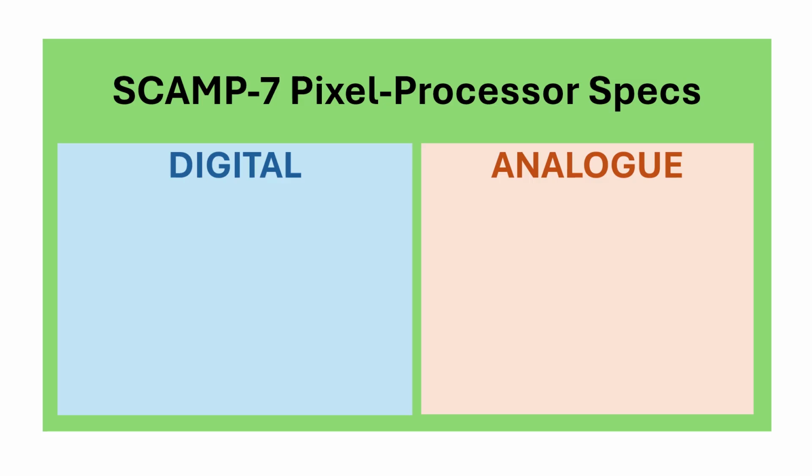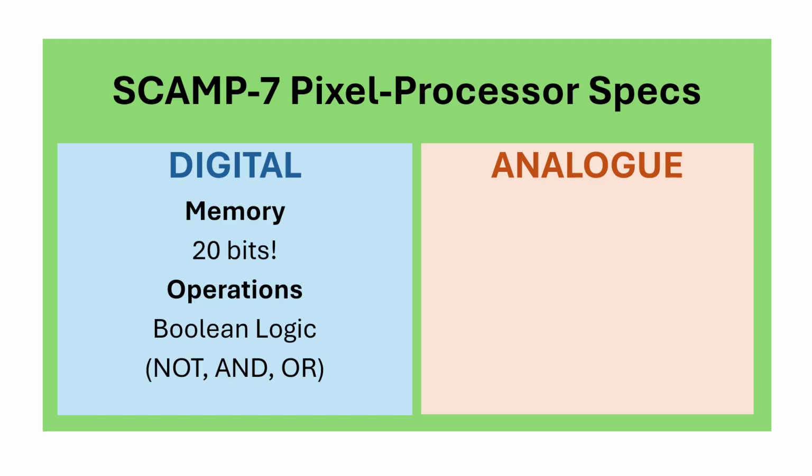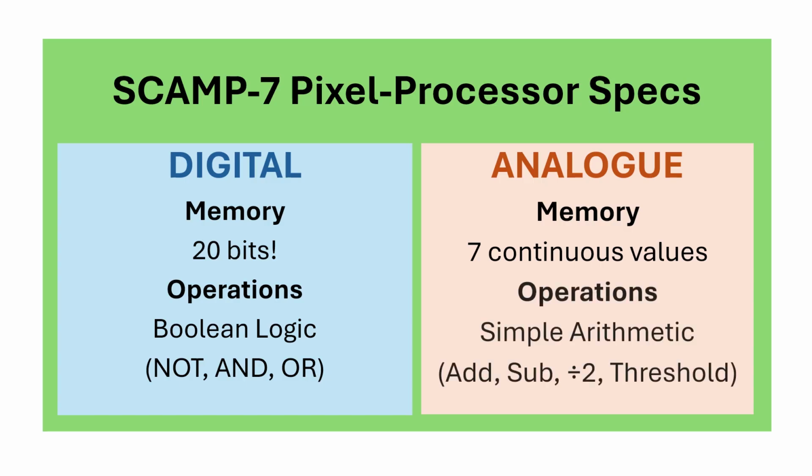As you might expect, the resources available to each individual pixel processor are very limited. So in SCAMP-7, the pixel processors have analog and digital memory and can perform operations on both of these. So in terms of digital memory, there is 20 bits of memory per pixel processor, and you can perform basic Boolean logic between these bits of memory. In terms of analog memory, there are 7 memory registers in which continuous values can be stored, and you can perform operations between these registers, such as addition, subtraction, divide by 2, or thresholding of an analog result to a digital register result.